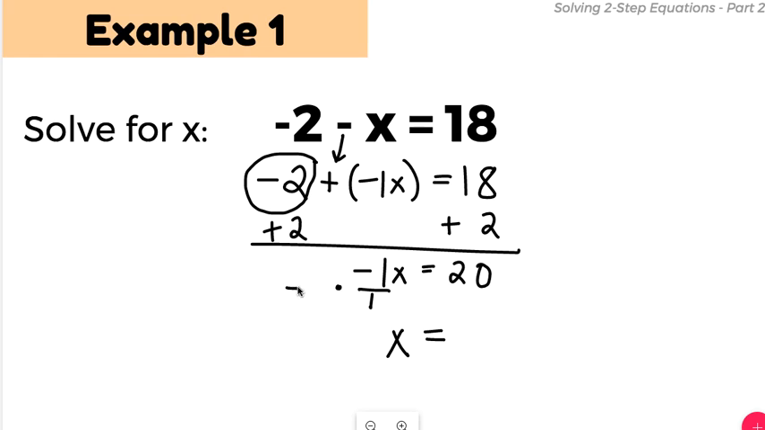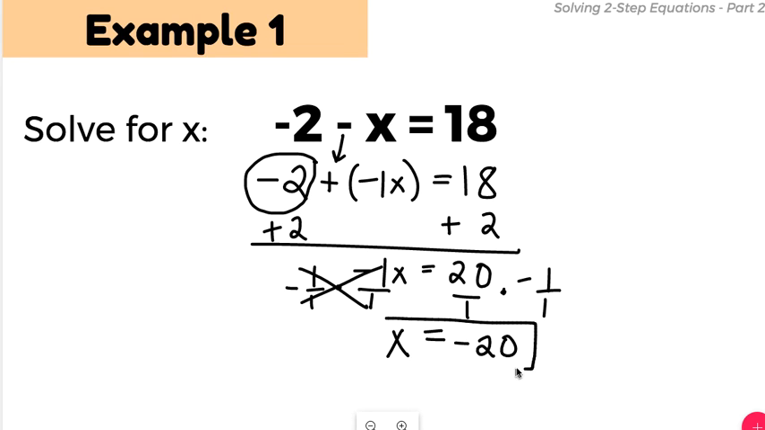So if I multiply by the reciprocal on both sides, negative times a negative is positive. All my numbers cancel, and I'm left with x. When I multiply across, I'm left with negative 20. And that's my answer.